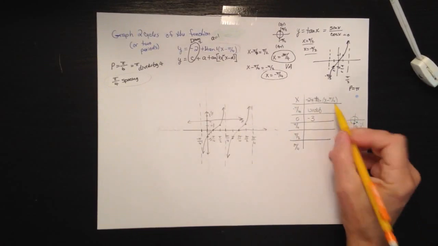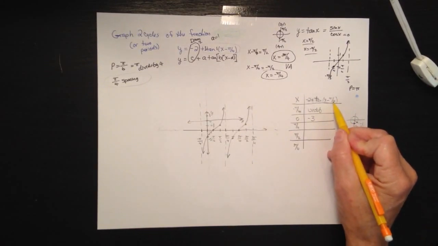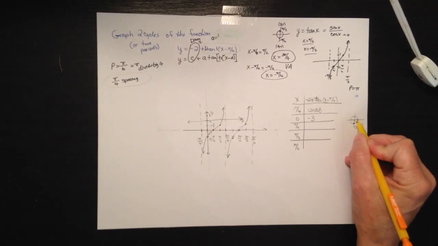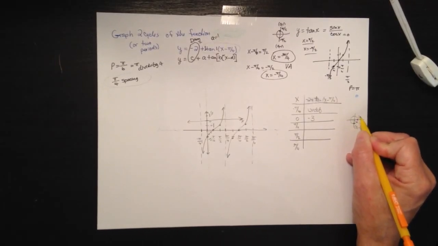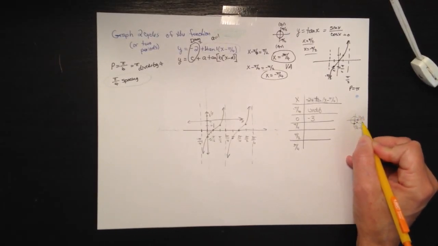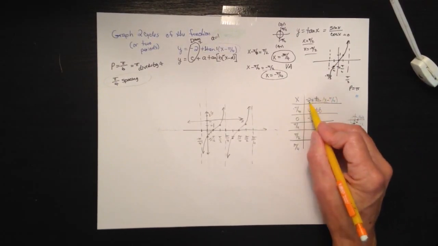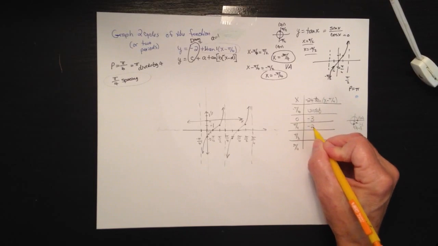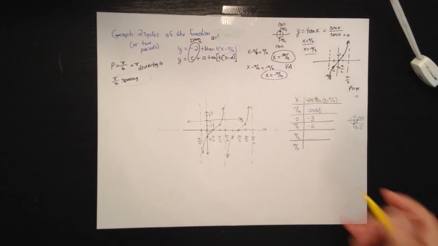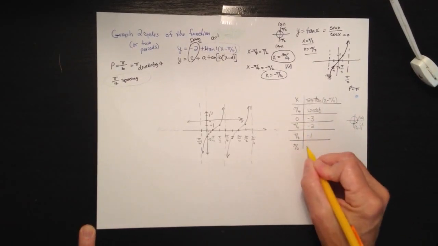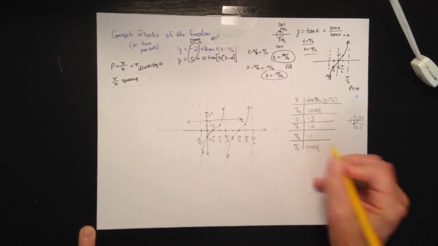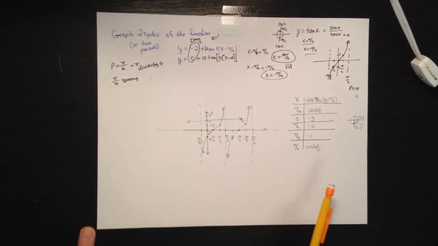Pi over 4 minus pi over 4 is 0. The tangent of 0 here, 1 comma 0. Tangent is sine over cosine, 0 over 1. This is 0. Negative 2 plus 0 is negative 2. You can continue on down. This is going to show that you get a negative 1, and this is going to show undefined. And you can confirm that what you graphed is exactly right.